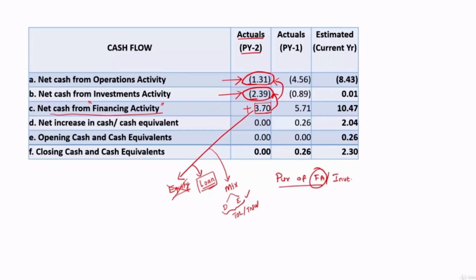So here there is a negative operational cash flow, there is a negative cash flow under investment activity, and all were funded from financing activity. And if you sum all this, the net increase in cash and cash equivalent is 0. They didn't have any opening balance, and they're also not having any closing balance. This is the previous year 2 analysis. Let us also analyze previous year 1 now.